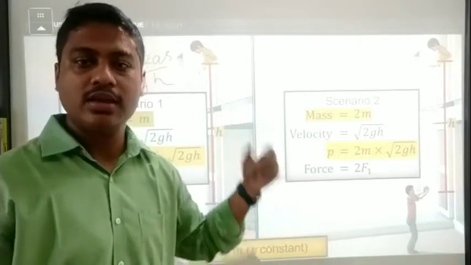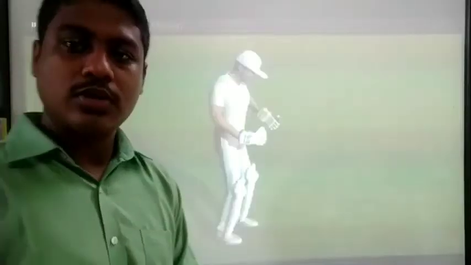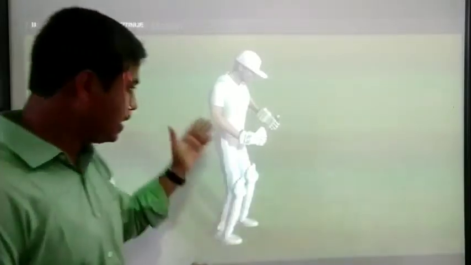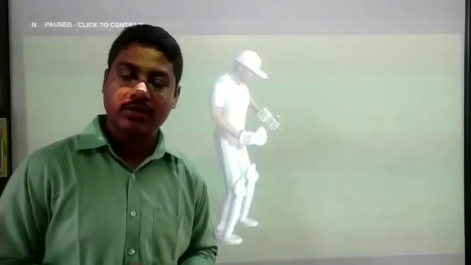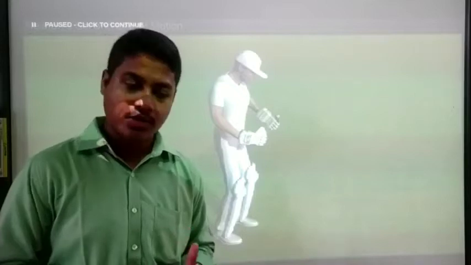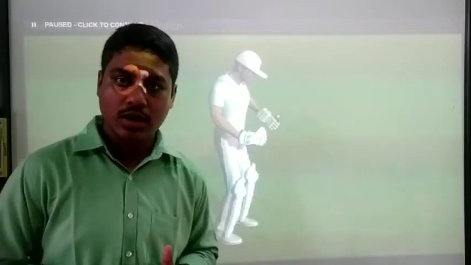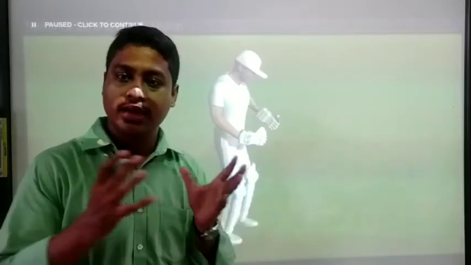Let us discuss a few more examples. Let us see the next example. As you can see, we have a player. The player is catching a ball. So suppose the player catches a ball, how does he catch the ball?